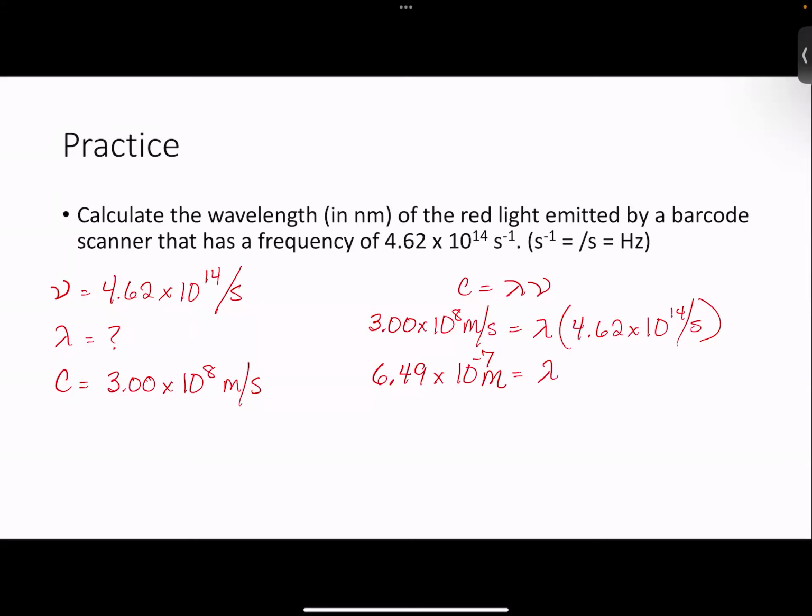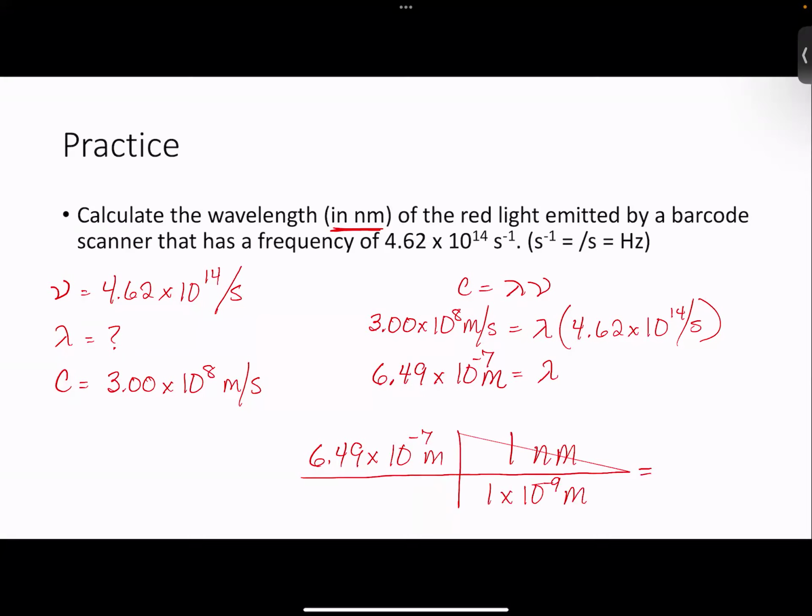We know that unit is in meters because the speed of light dictated what that unit must be. But always pay attention to the question. The question asked for that wavelength in nanometers. So you're going to have to take that 6.49 times 10 to the negative 7 meters and convert that into nanometers, with the fact that 1 times 10 to the minus 9 meters is equal to 1 nanometer. So in other words, it comes out to be 649 nanometers.